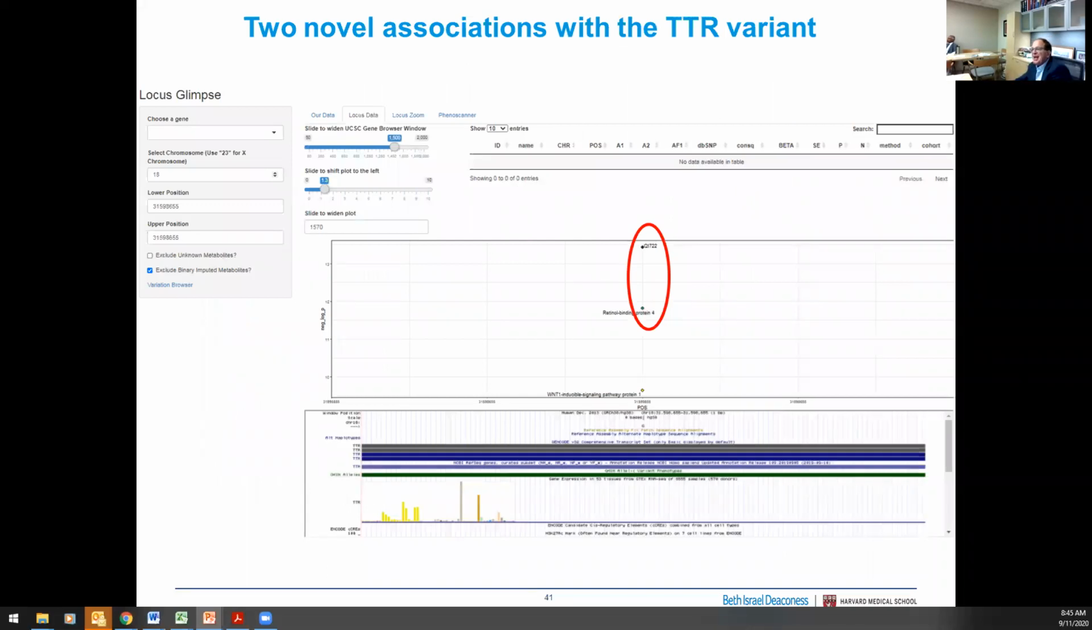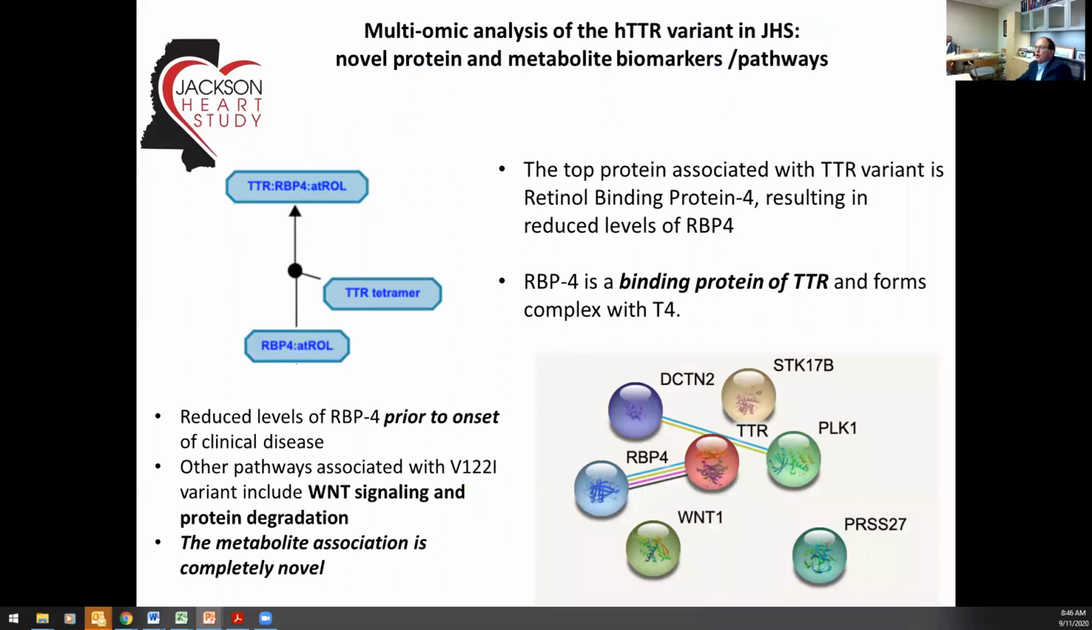I'm going to just cut to the chase here: we have 2 novel associations with this very same variant. One for which there is some antecedent information, and one that is completely and utterly novel. So the top association in the Jackson Heart study is with a protein called RBP4, okay? And this variant results in reduced levels of RBP4. And it turns out it's been shown by others that RBP4 is a binding protein for transthyretin, which is the protein that contributes to these fibrils, okay?